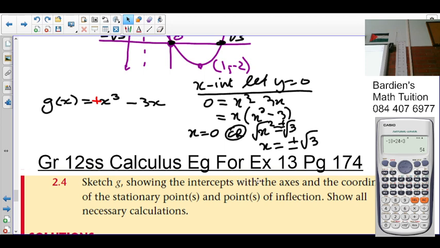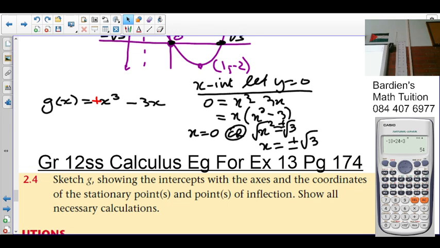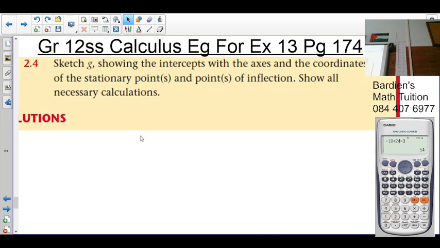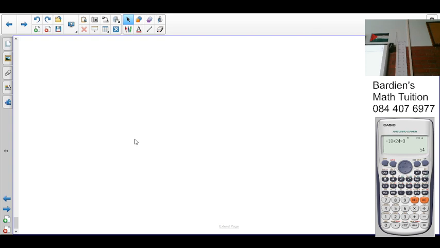So sketch the graph showing the intercepts with the axis as we did there, the coordinates of the stationary points, and the point of inflection which is also there, and we showed all the necessary calculations as needed. So that basically brings us to the end of calculus. And with that you should be able to conclude exercise 13 on page 174 and 175.